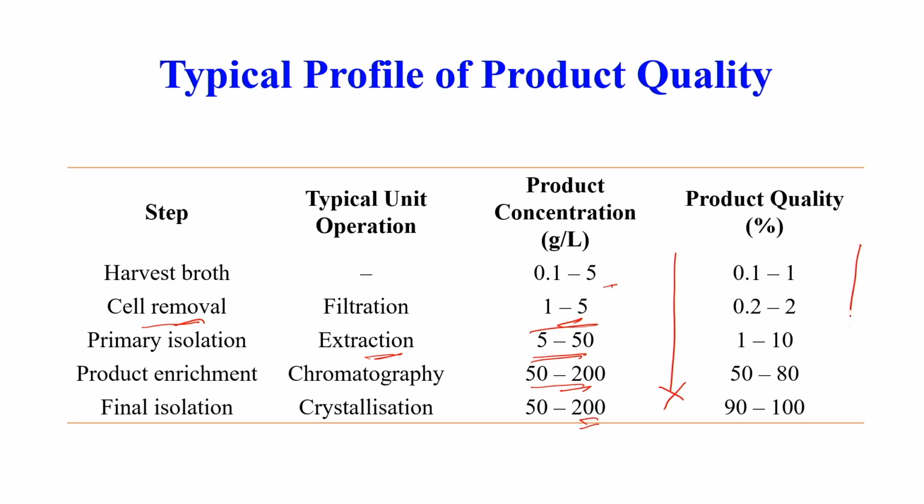And interestingly, the product quality also keeps improving, the purity keeps on increasing and you can reach up to 90 to 100% purity. So, depending on the application, you decide whether you want to stop at the product enrichment step or at the final isolation step.